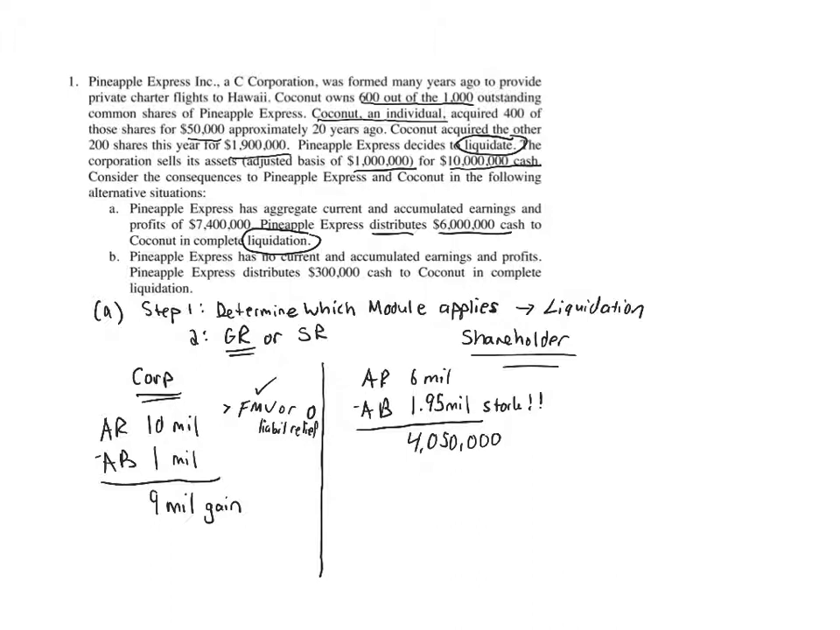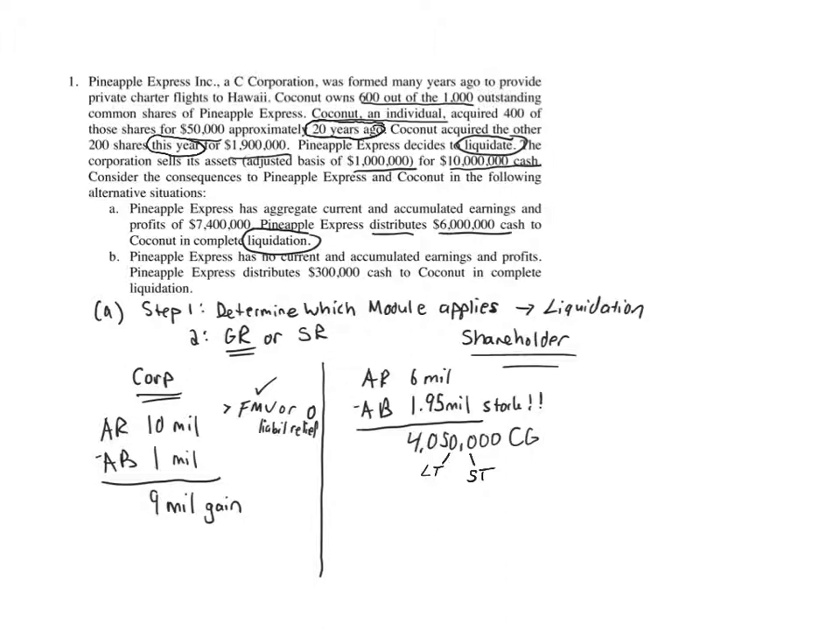$4,050,000. Now, shareholder has stock. Stock is a capital asset in this class, right? So it's going to be capital gain. Here's the issue, though. We've got long-term and short-term capital gain. You ask why? Because some of the stock was acquired 20 years ago. Some was acquired this year. This year, of course, is a year or less. So that means we have to break up that $4,050,000 capital gain as long-term and short-term.